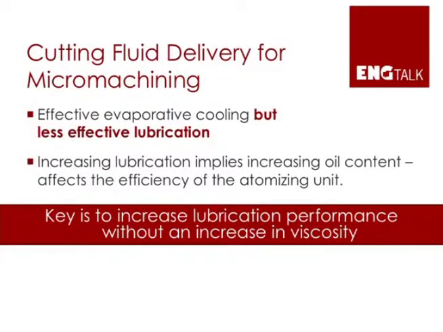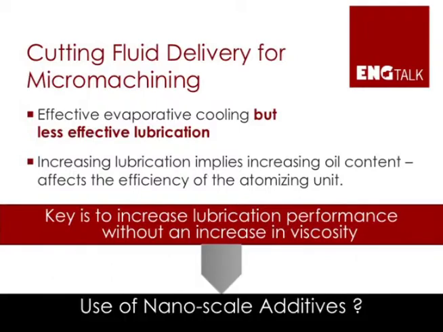One thing that we are finding at the micro scale is if we want to increase the lubrication efficiency of the cutting fluid, we have to increase the oil content in the cutting fluid. And this has a detrimental impact on the performance of the atomizer. If you add more oil into the cutting fluid, the atomizer is not going to be able to pump out tiny droplets. So the key is to increase the lubrication performance of the cutting fluid without increasing its viscosity. And the way we are trying to do this is by the use of nanoscale additives.